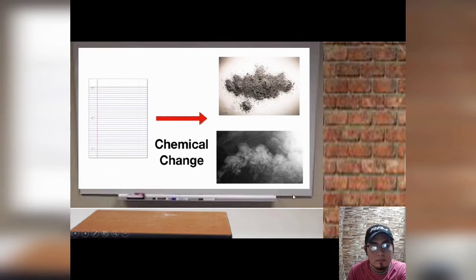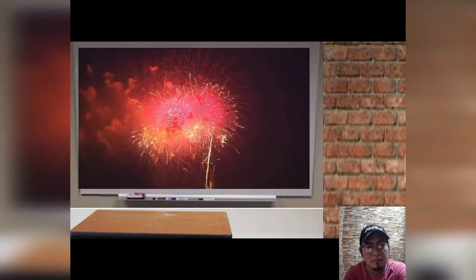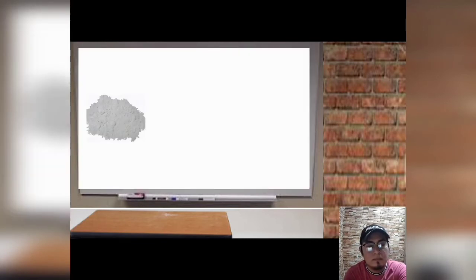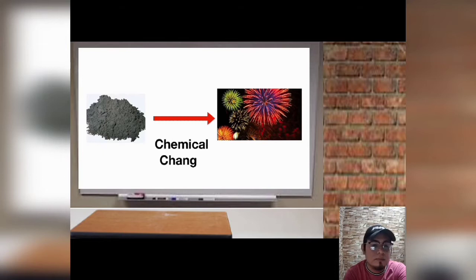Here's another one you've probably seen before. Fireworks are an example of a chemical change. Fireworks are made by taking an explosive powder like this and lighting it on fire. This turns it into the bright gases and explosions you see in the air. And because the powder is turning into these exploding gases, this is an example of a chemical change.